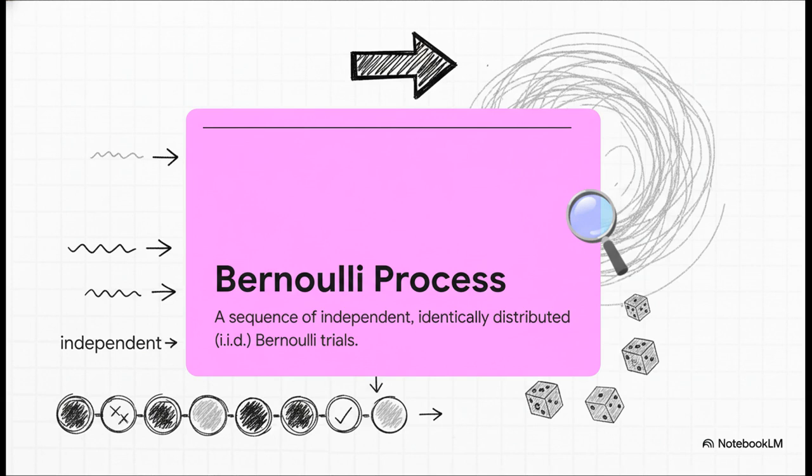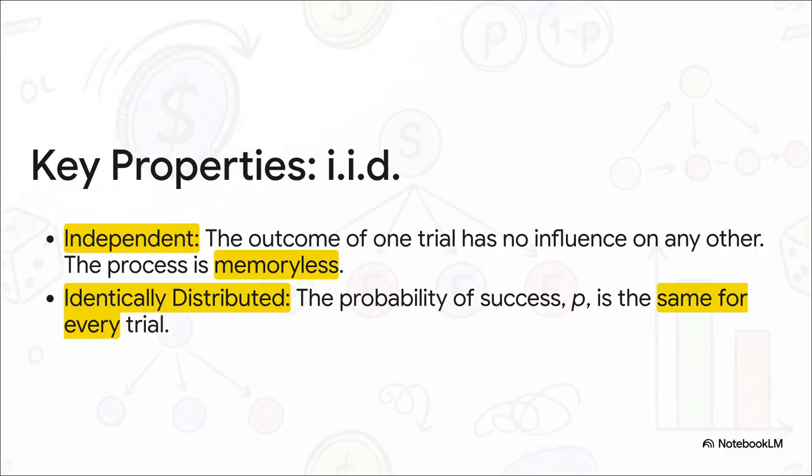And the two magic words you need to remember here are independent and identically distributed, or as you'll always hear it, IID. So let's really hammer this home, because it's absolutely crucial. Independent means the coin has no memory. Getting heads on the 10th flip tells you absolutely nothing about what's going to happen on the 11th. And identically distributed means that the probability of success, p, never changes. It's the same for the first flip, the 100th flip, and the 1,000,000th flip. That's the consistent unfairness we mentioned earlier.